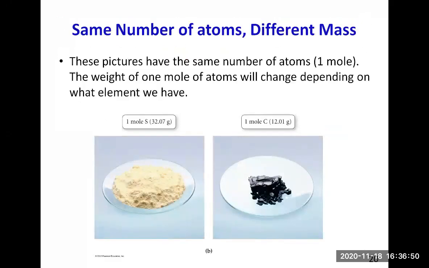And I want to add, that's because the size of a sulfur atom is larger than the size of a carbon atom. Each sulfur atom is heavier, so when you take a mole of it, you will have a larger mass.